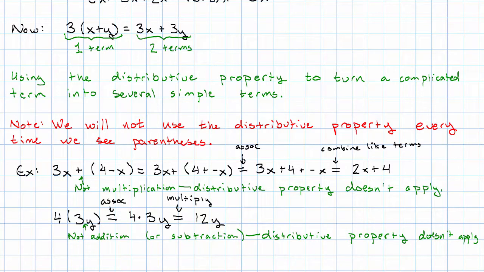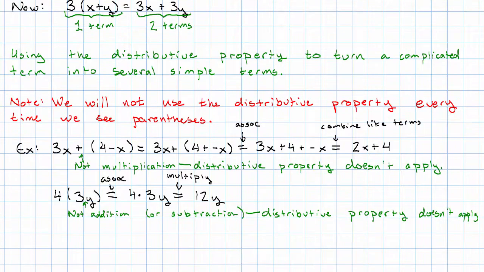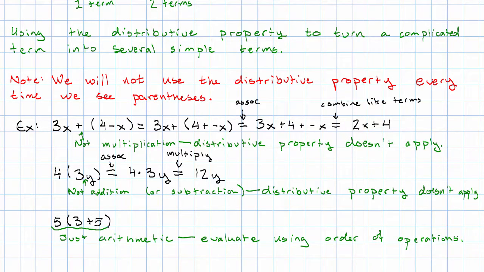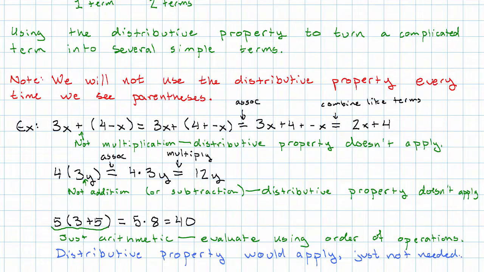One more place where we will not use the distributive property is if we have something like this. This is just an arithmetic expression. We don't need the distributive property here. We can just evaluate it according to the order of operations. So we'll have 5 times 8 is 40. In this case, the distributive property would apply. We just don't actually need it.